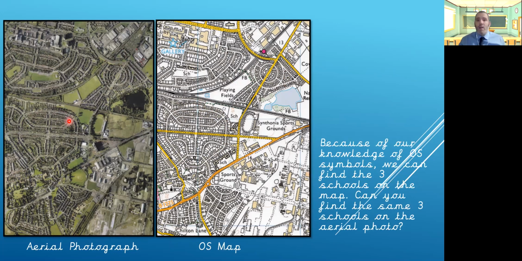Now, we know what some of the Ordnance Survey symbols are. We can find the 3 schools that are on the map. Can you find the 3 schools using the map and work out where they are on the aerial photograph? Pause now and have a go at this.